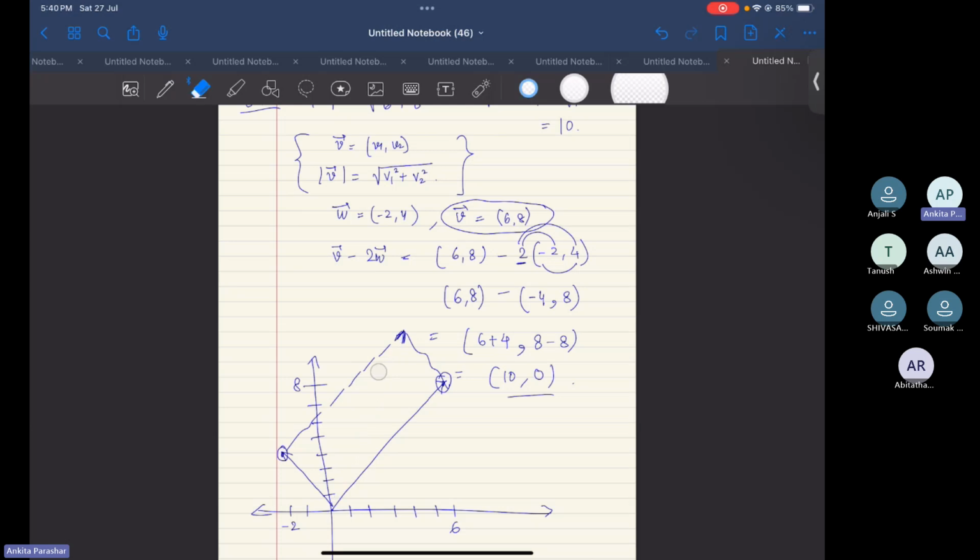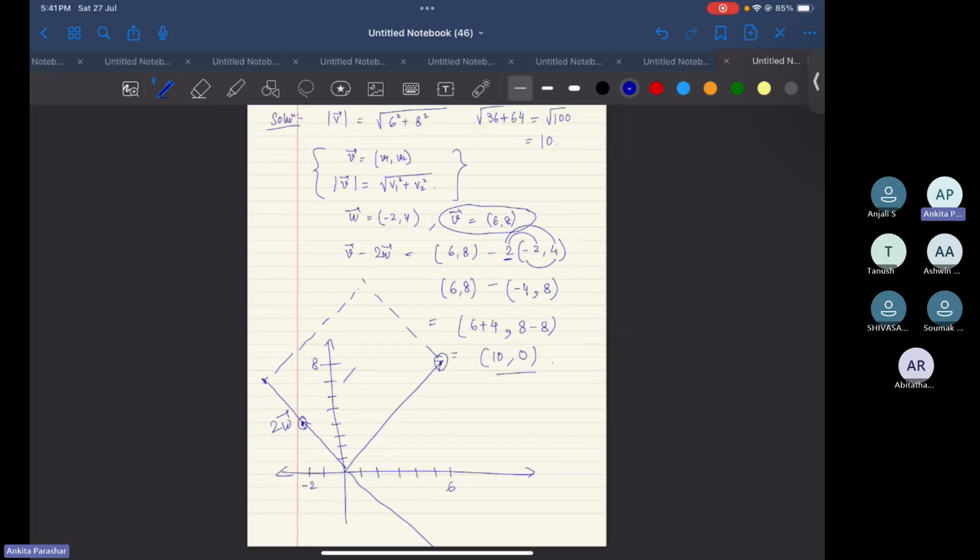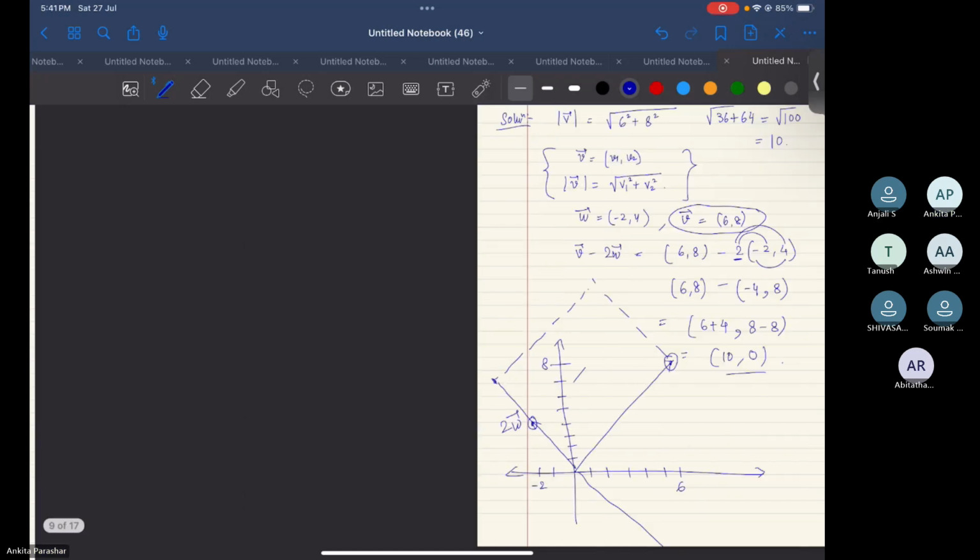But sorry, we don't want to do the sum, we want to do something else. It's a bit tedious and complicated to draw here. This is twice of w, and you reverse the direction, either reverse the direction or reverse the diagonal. I think you know it, I'll just leave it. You can do it in either way.